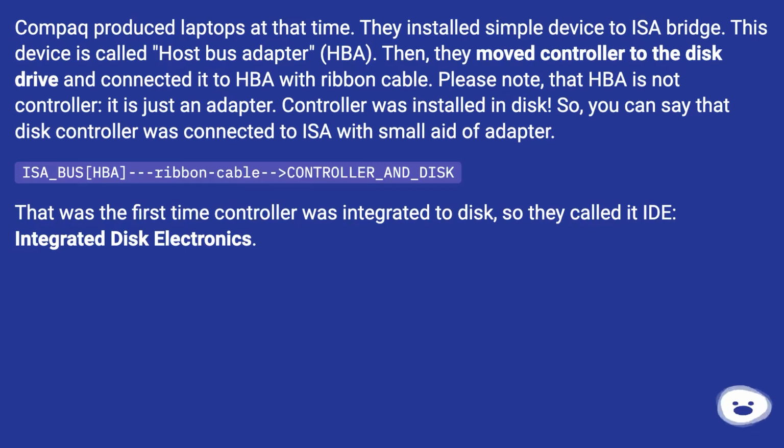Compaq produced laptops at that time. They installed a simple device to ISA bridge. This device is called a host bus adapter, HBA. Then, they moved the controller to the disk drive and connected it to the HBA with a ribbon cable. Please note that the HBA is not a controller, it is just an adapter. The controller was installed in the disk. So, you can say that the disk controller was connected to ISA with a small adapter. ISA bus, HBA, ribbon cable, controller and disk. That was the first time the controller was integrated into the disk, so they called it IDE, Integrated Drive Electronics.